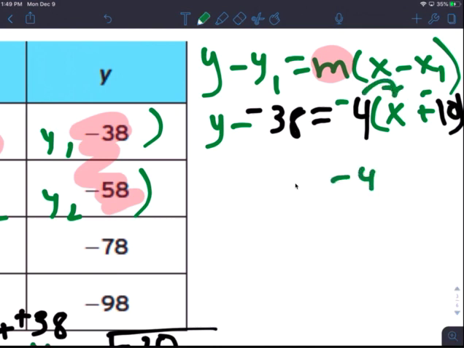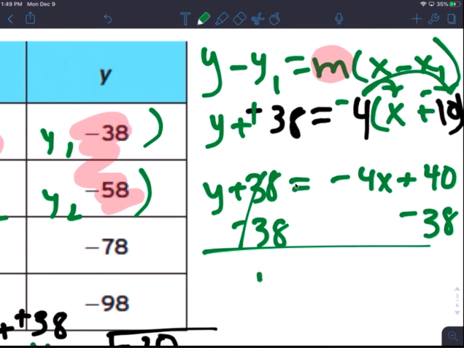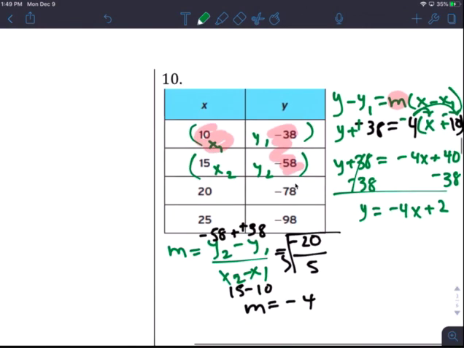Here, negative 4x plus 40, add, minus 38, y equals negative 4x plus 2. So the y-intercept is 0, 2.